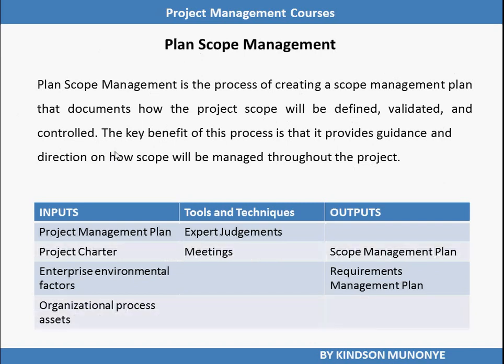What are the inputs to the plan scope management process? The inputs are the project management plan, the project charter, enterprise environmental factors, and organizational process assets. We have two tools and techniques. One of them is expert judgment and then meetings. The outputs are the scope management plan, and then we have the requirements management plan.